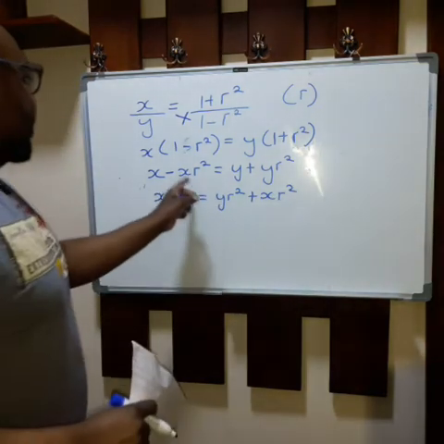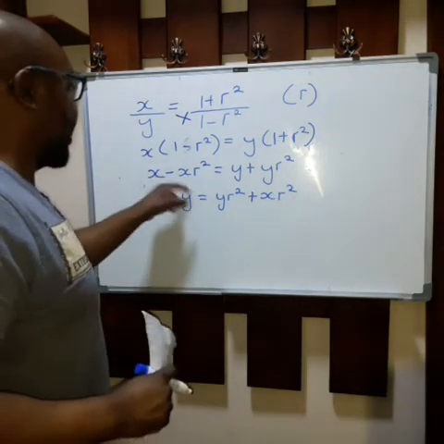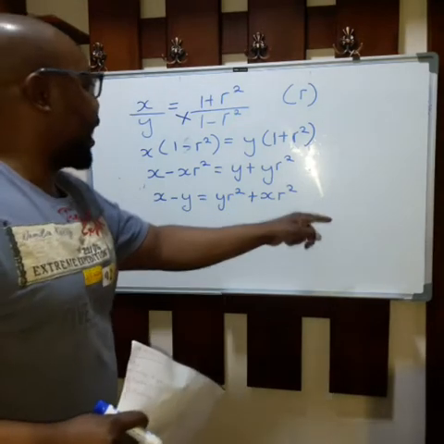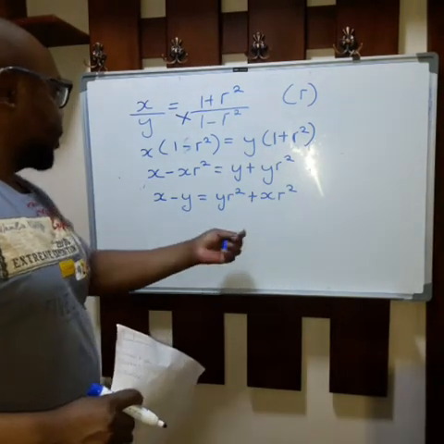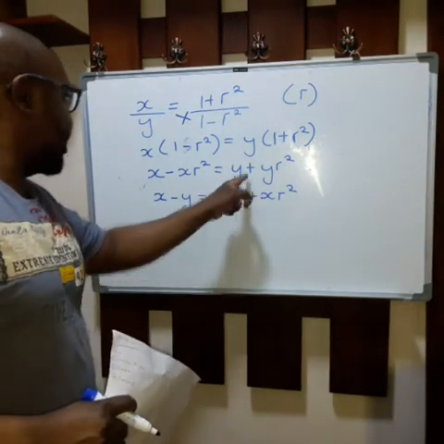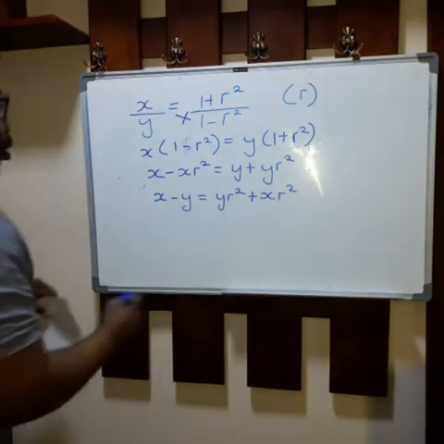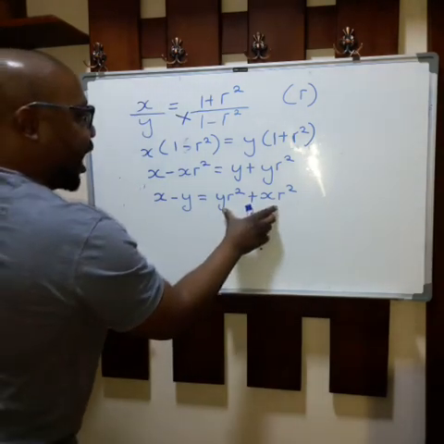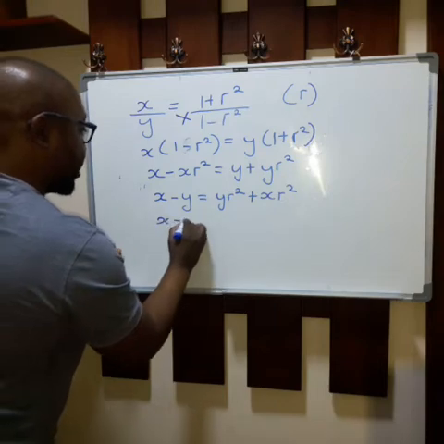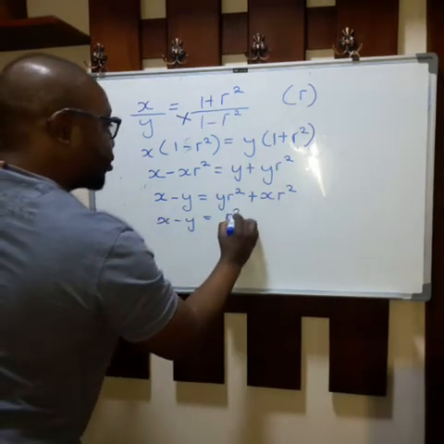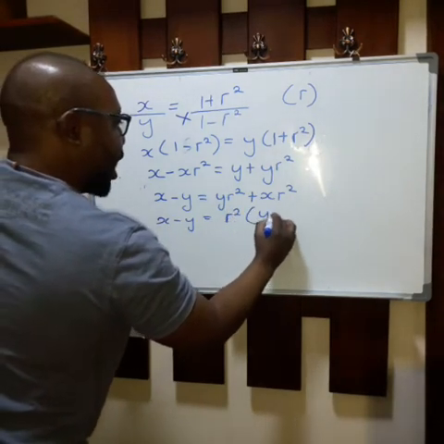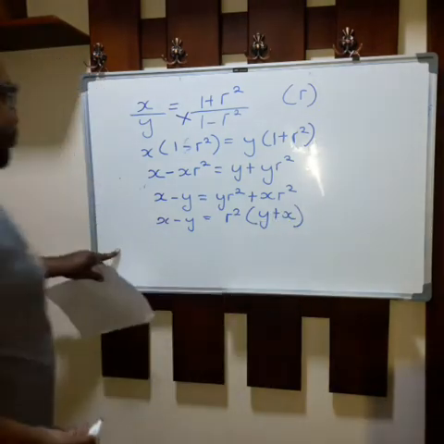Okay, so this variable jumps to the right side, and this term y jumps to the left side. So I can factor out r squared, so it will be x minus y is equal to r squared open bracket y plus x close bracket.